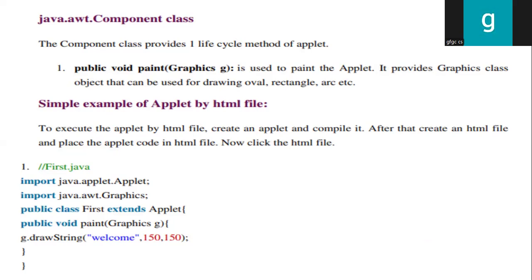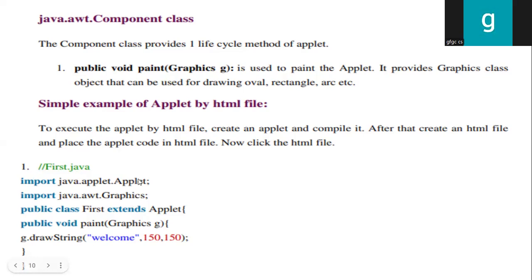Here, to execute the applet by HTML file, create an applet and compile it. After that, create an HTML file and place the applet code in the HTML file. Now click the HTML file. Here, first we have to create the Java program for executing this applet program.